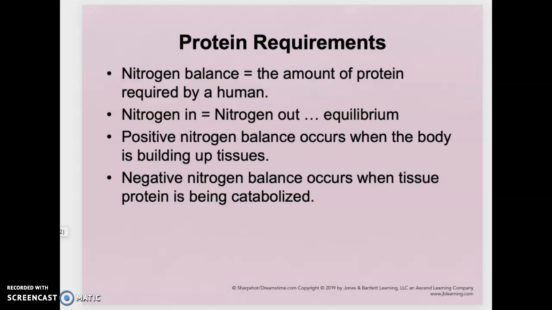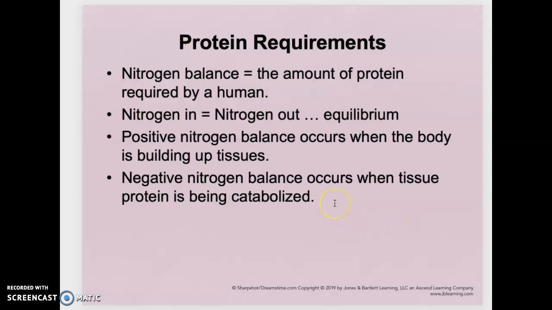So talking about protein requirements, basically these are going to be based on nitrogen balance. So remember, nitrogen is that important component of amino acids that separate amino acids from other macronutrients. So what we want is an equilibrium between the nitrogen we consume and the nitrogen that we put out. We can have a positive nitrogen balance and we can have a negative nitrogen balance. Basically, positive nitrogen balance is going to occur whenever our body is building up tissues. So pregnancy would be a good example here. Also, infancy and early childhood would be an example here.